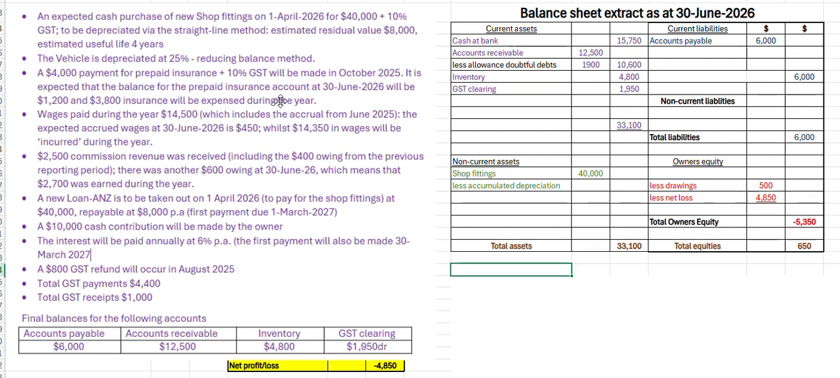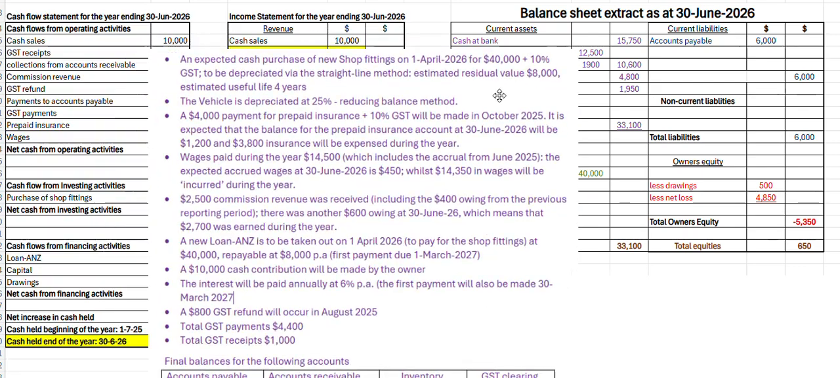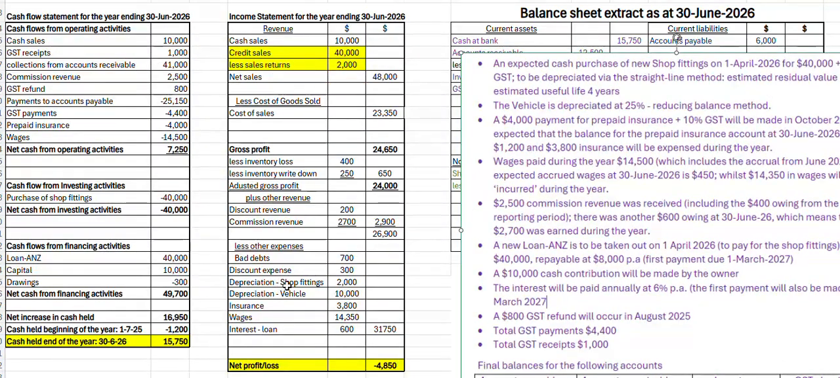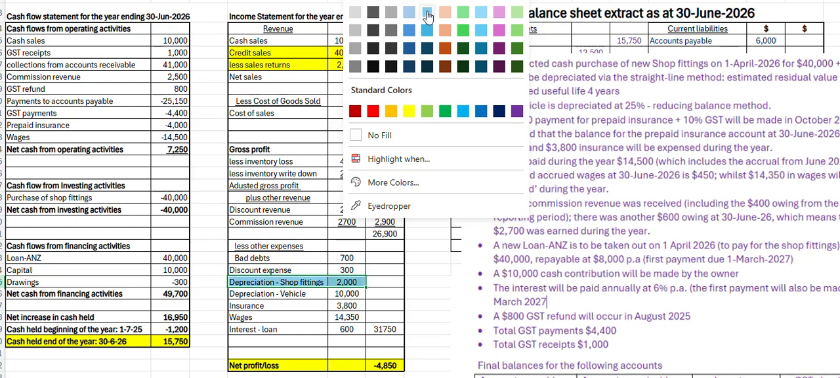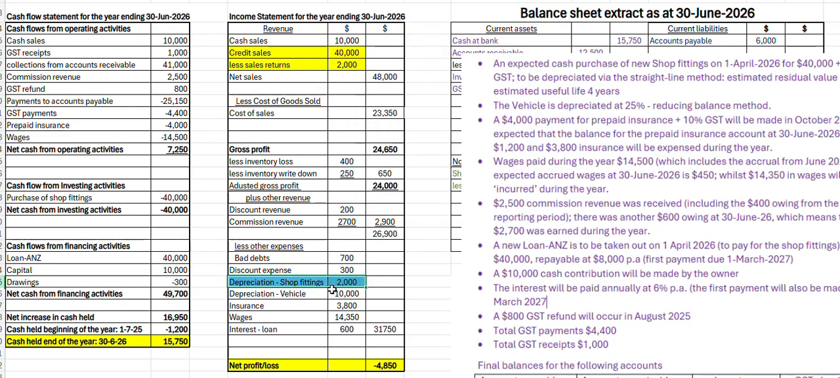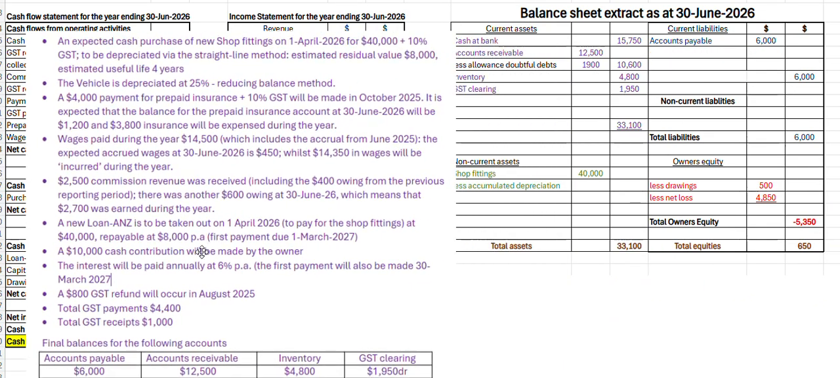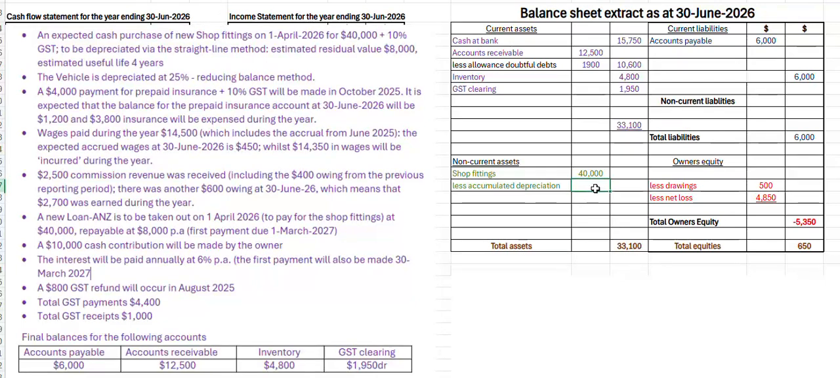Now, given this is the first year we've owned the asset, we can get this figure by simply going to our income statement. So right here, we've got some shop fittings that we allocated $2,000 worth of depreciation. So that's the total amount that has accumulated thus far. So therefore, to report our carrying value, we simply go to cost minus the accumulated depreciation.